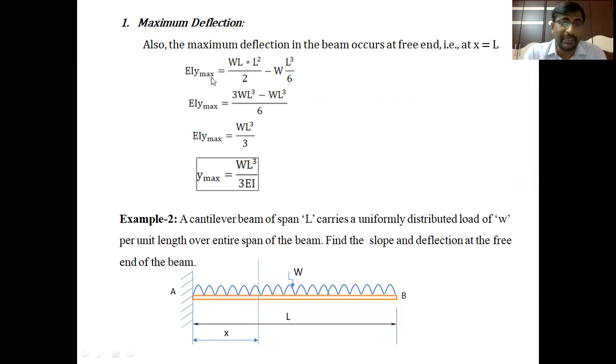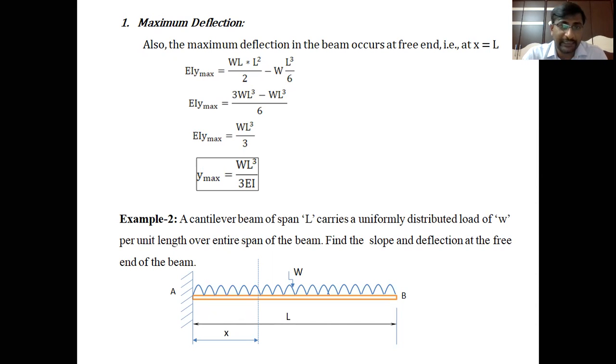So EI y maximum is equal to, whenever we write y maximum, we should substitute L in place of x value. So EI y maximum is equal to WL into L square by 2. This is WL into x square by 2 there, and I replace the x value as L. So WL into L square by 2 minus W into, in place of x cube by 6 which is there in the deflection equation, I replace that x with L, therefore W into L cube by 6.